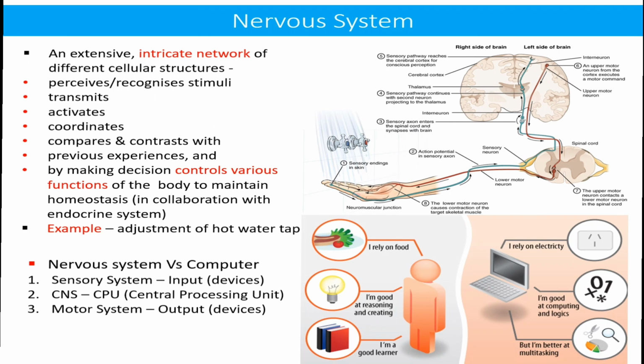Humans rely on energy derived from food, whereas computers rely on electricity. Humans are good at reasoning and creating, whereas computers are good at computing and logics. Humans are good learners, but the computer is better at multitasking.